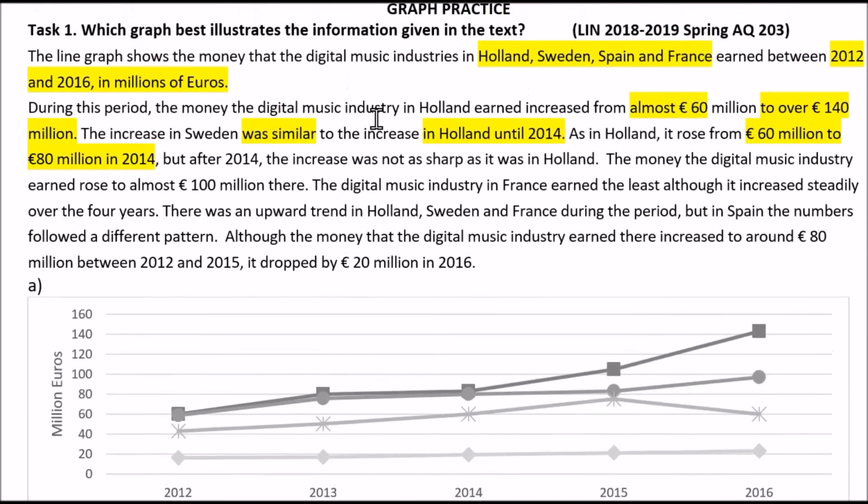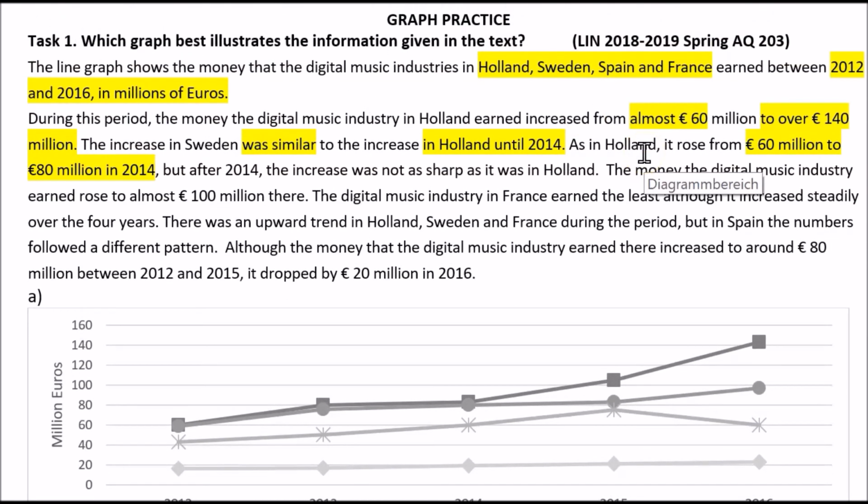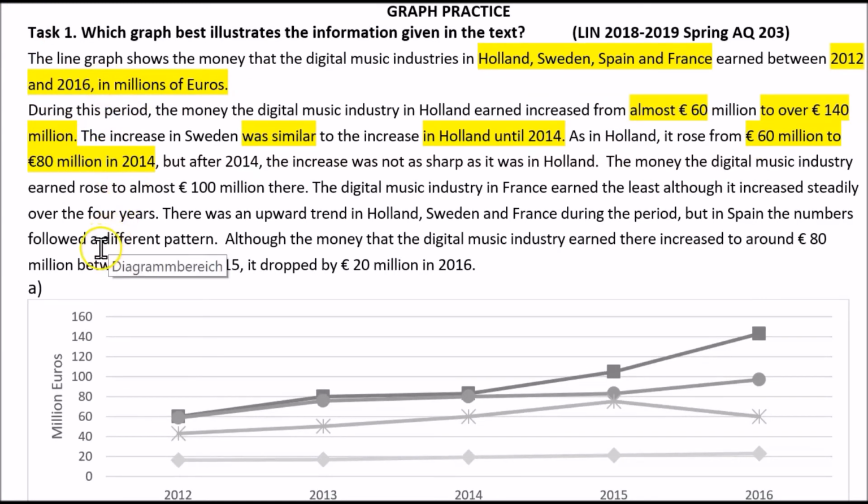So again, continuing with the information given in the paragraph here, it says that the increase in Sweden was similar to the increase in Holland until 2014. As in Holland, it rose from 60 million to 80 million in 2014. Let's see if this is correctly given or illustrated in the graphs as well.